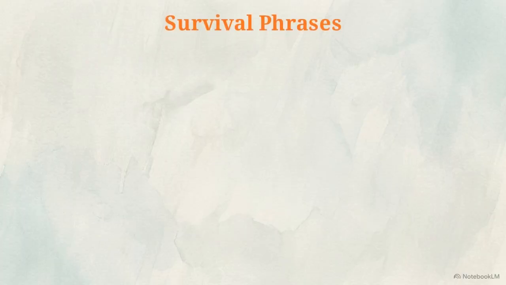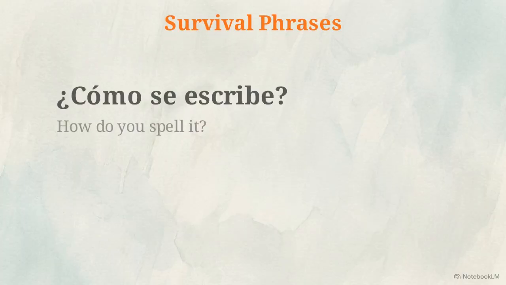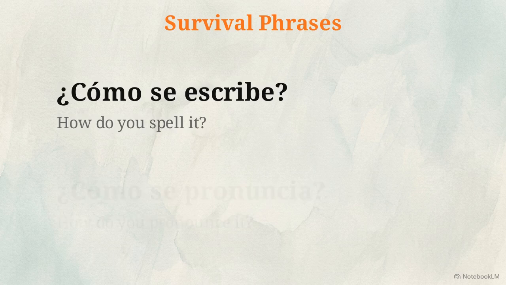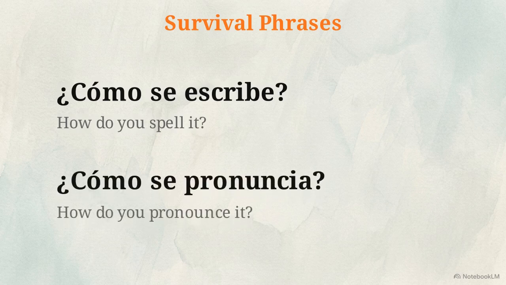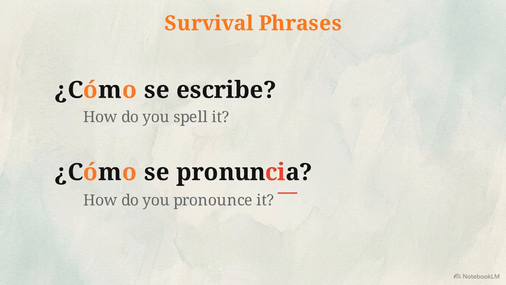These rules apply to entire sentences as well. Cómo se escribe means how do you spell it, and cómo se pronuncia means how do you pronounce it. As they are spoken, you can see the pure O sounds hold their shape, and the C followed by an I makes a soft S sound.